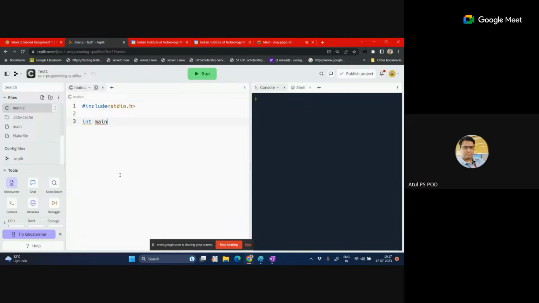Okay, so this is the smallest program. Here you can see there are only 4-5 lines. So what does the first line mean? Here we are writing hash include stdio.h. This hash is called a preprocessor directive, and include is basically as per the name.